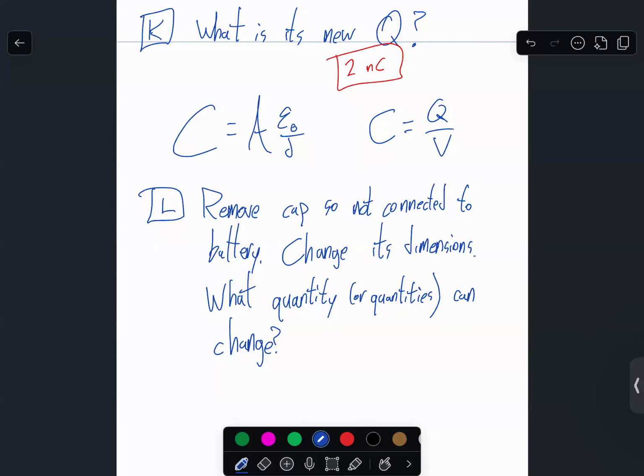Okay, time's up. One correct answer is if I screw with A and I screw with D, C must change unless I do the same thing proportionally to both A and D. In general, you mess with the physical dimensions of the capacitor and the capacitance will change. Okay, so I just look at this equation. There is an equation for capacitance and it contains the physical variables.